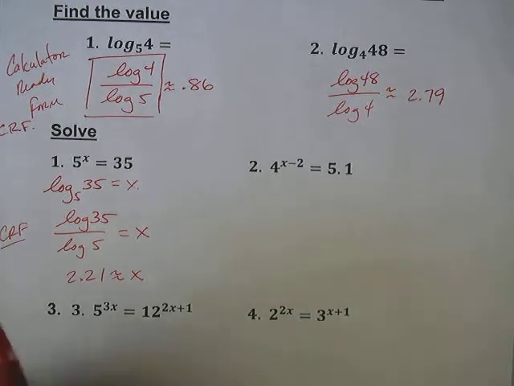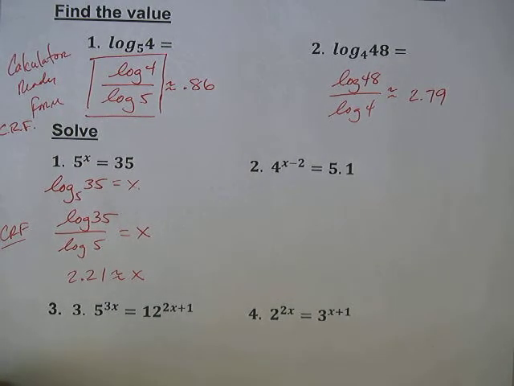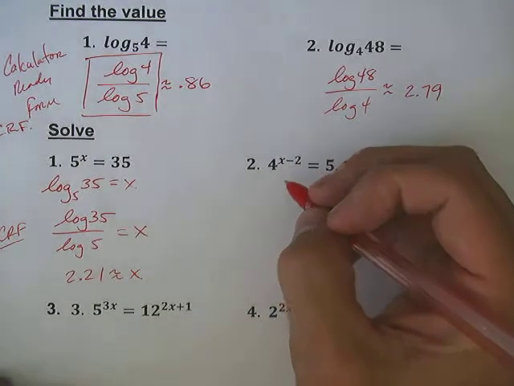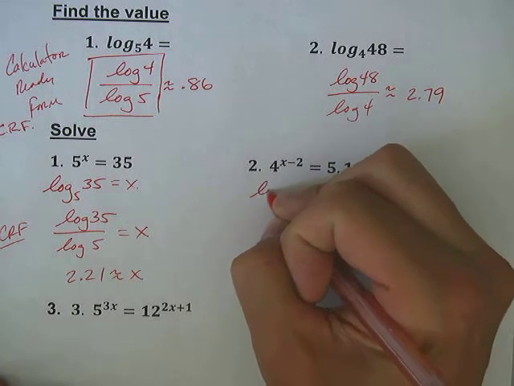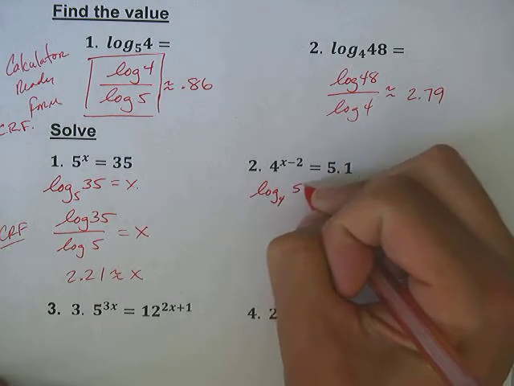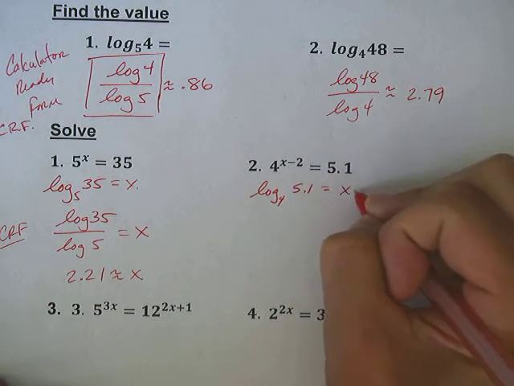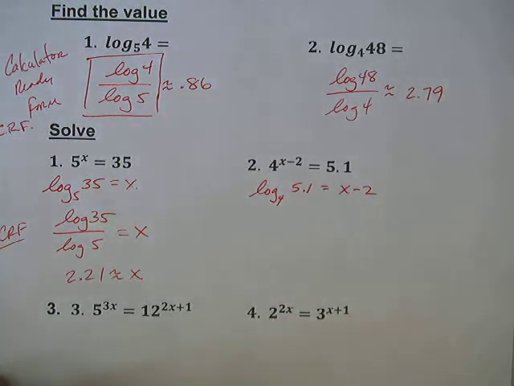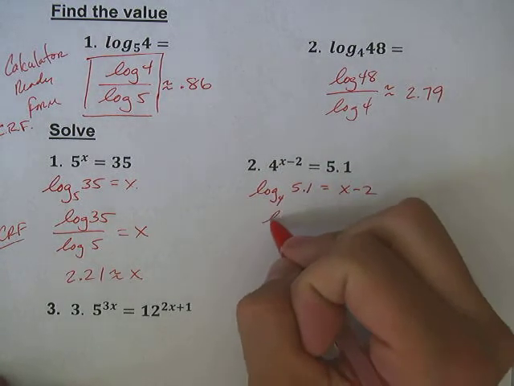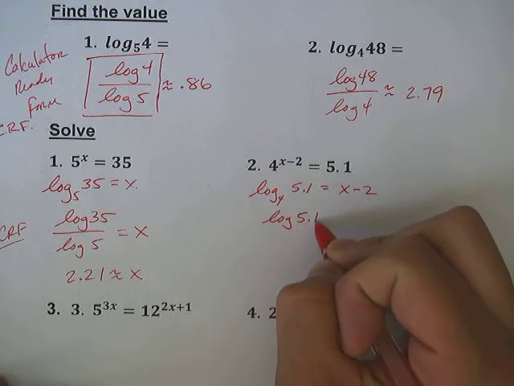Okay, let's try this next one: 4 to the x minus 2 equals 5.1. Great time here for you to hit pause and see if you can do it on your own before I do it. Alright, so what I would do is change it to log form. You probably guessed that. Log base 4 of 5.1 equals x minus 2.